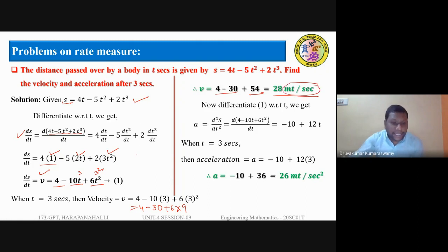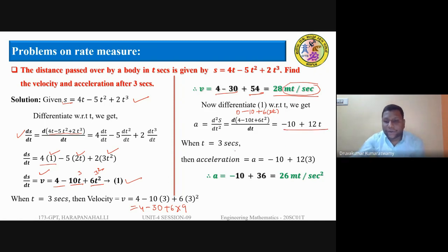Now to get the acceleration, differentiate equation 1, that is, differentiate the velocity with respect to t. So a is equal to d square s by dt square, which is the differentiation of 4 minus 10t plus 6t square. Differentiation of 4 is 0, minus differentiation of 10t is 10, and differentiation of 6t square is 6 into 2t. So we get minus 10 plus 12t.